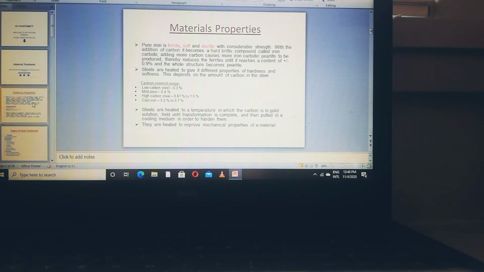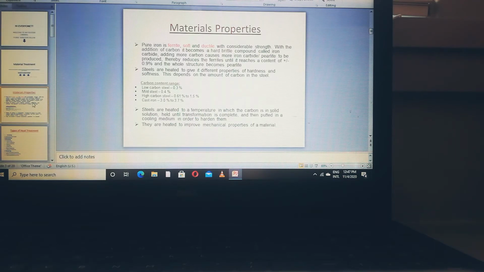Now let us look at the carbon content range for each material. For low carbon steel, we have 0.3% carbon content. For mild steel, we have 0.4% carbon content. For high carbon steel, we have 0.61% to 1.5% carbon content. And for cast iron, we have 3.0% to 3.7% carbon content.